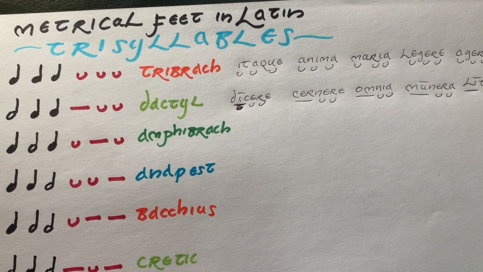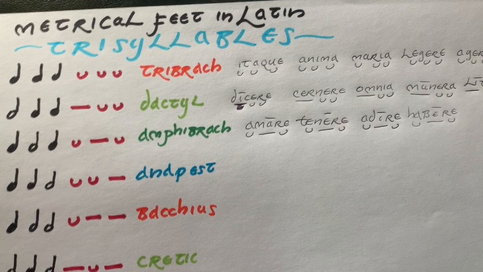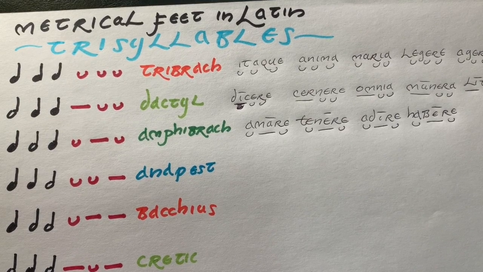Now let's learn some amphibrachs. The amphibrach has a short, then a long, then another short syllable. Ba-bum bum, ba-bum bum. Amare is a classic example. Amare. This word sounds exactly as it does in modern Italian. Amare. To love. Tenere, to hold. Adire, to go to. Habere, to have.